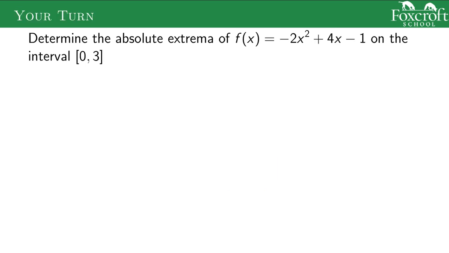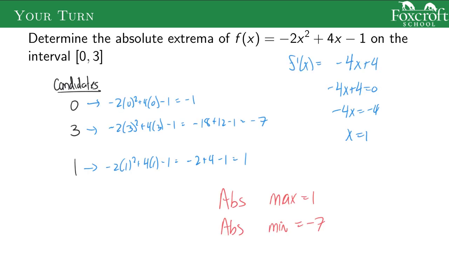All right, so here's one for you to try on your own. Find the absolute extrema of this function. I'll show you the answer in 3, 2, 1. The final line I got was the absolute max is equal to 1. It actually happens at 1. And the absolute min is -7. It happens at x equals 3.